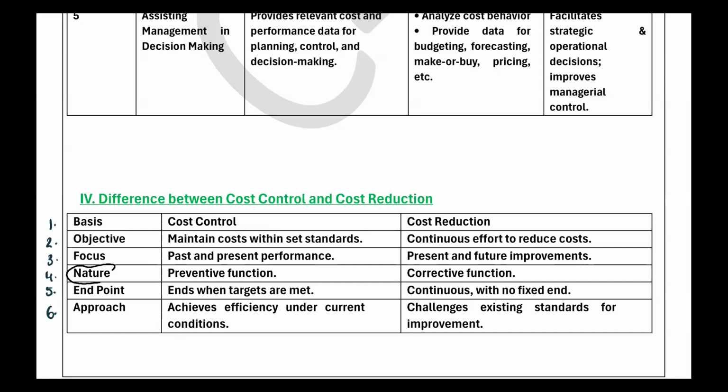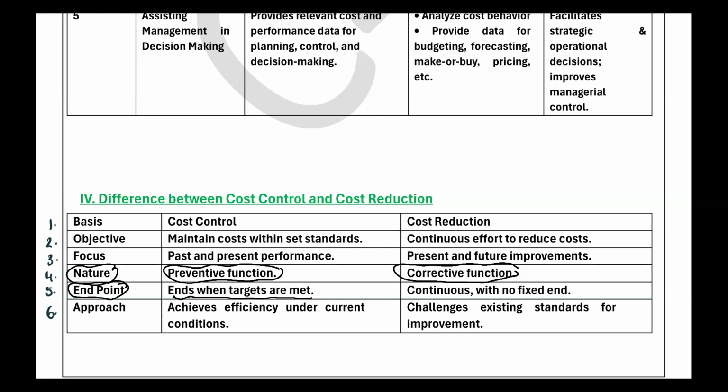Now, the nature. Cost control has a preventive function. It sets up some standard, and they do not deviate from that standard. If there is an excess deviation, they come back to the standard. If there is a deprived deviation, they also come back to it. So it is a preventive function. If you think about cost reduction, at every level, at every costing technique, they will say there is a scope for cost reduction. So it is a corrective function. At every level they think, okay, we can correct it. It is not a preventive kind of function, it is a corrective function. What is the end point?